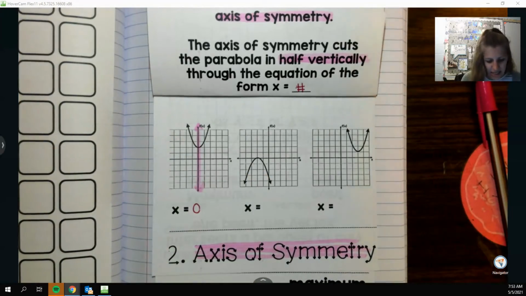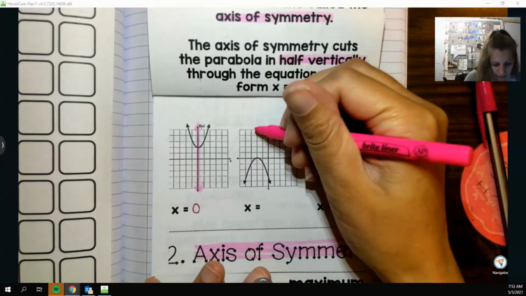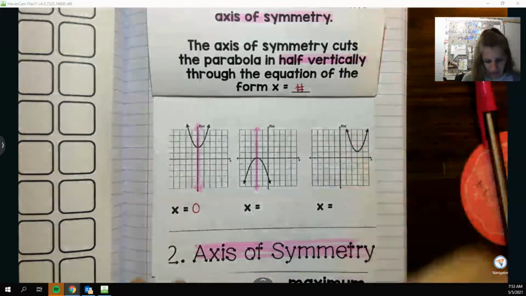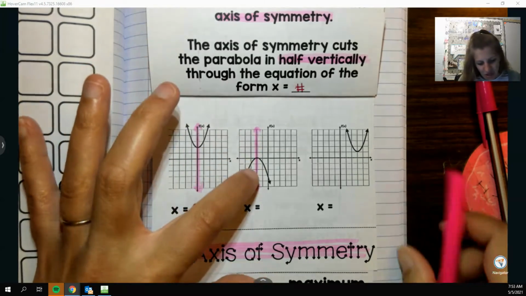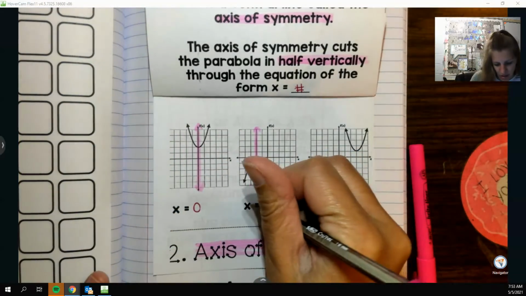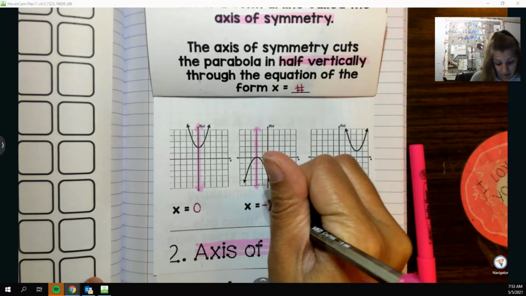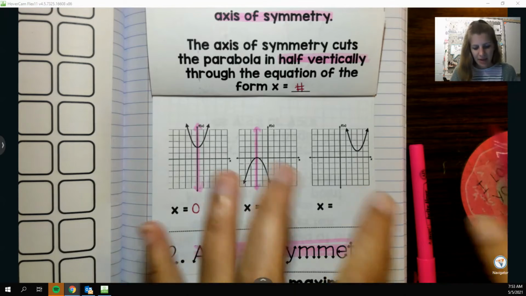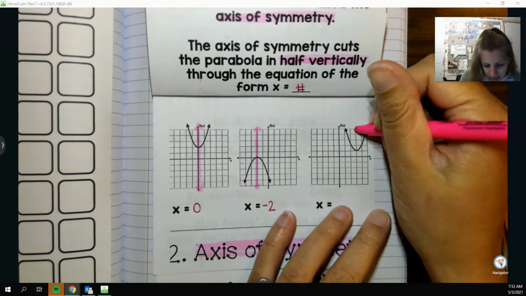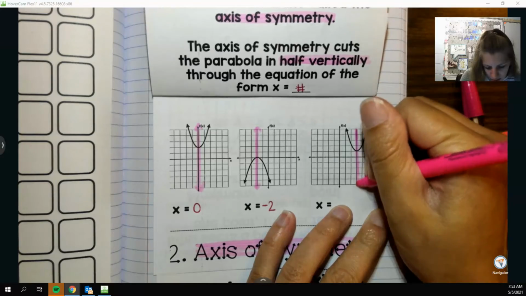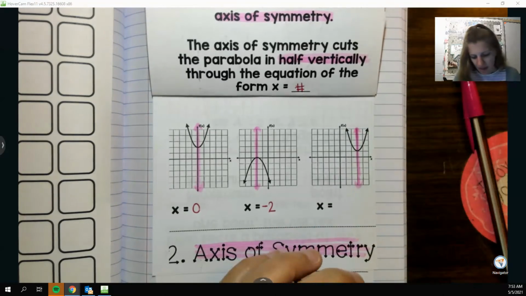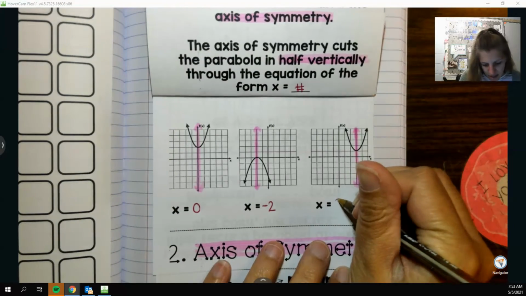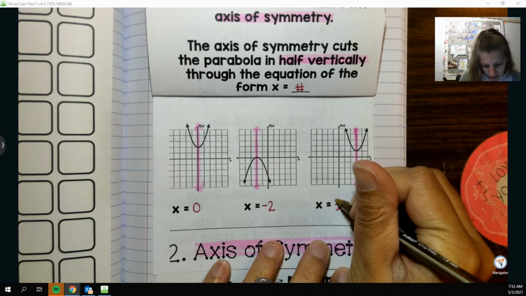Now for this one here, I can see that the vertex, this top point, is right there. And so I would draw my line straight up and down through that point. And this is touching my x-axis at -2. So my axis of symmetry is at x equals -2. And then last but not least here, I want to cut this parabola right in half. So right there. And then if I look at where that's touching the x-axis, it's touching at 3. And so my line of symmetry is x equals 3.